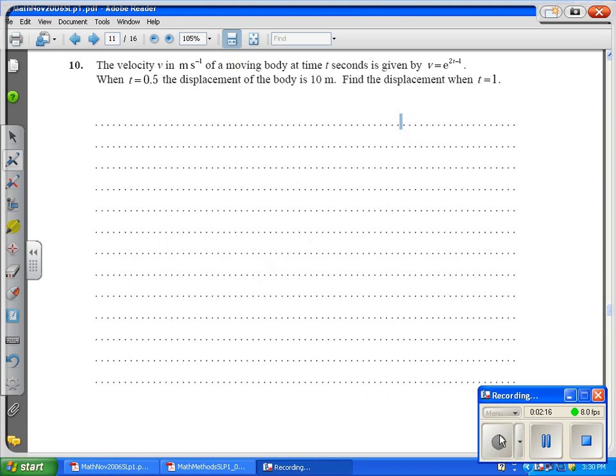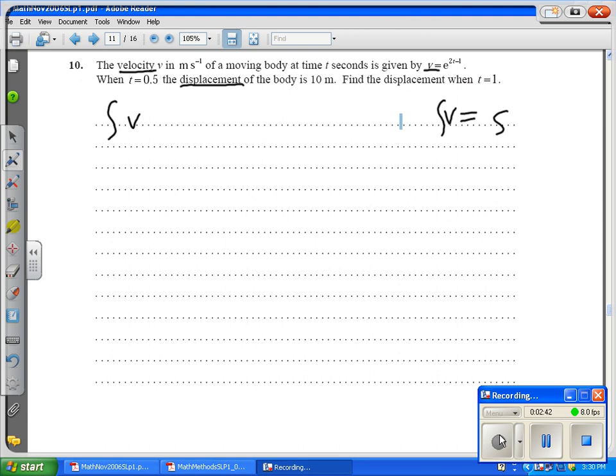Okay, now to question 10. Here you have to realize, when reading the question, that they're talking about velocity, and the equation gives you velocity. And then later, they want you to find out displacement, right? Which means that you have to change something in the formula to give you displacement. Now, something you need to know is that when you integrate velocity, it gives you displacement. So that's exactly what I'll be doing.